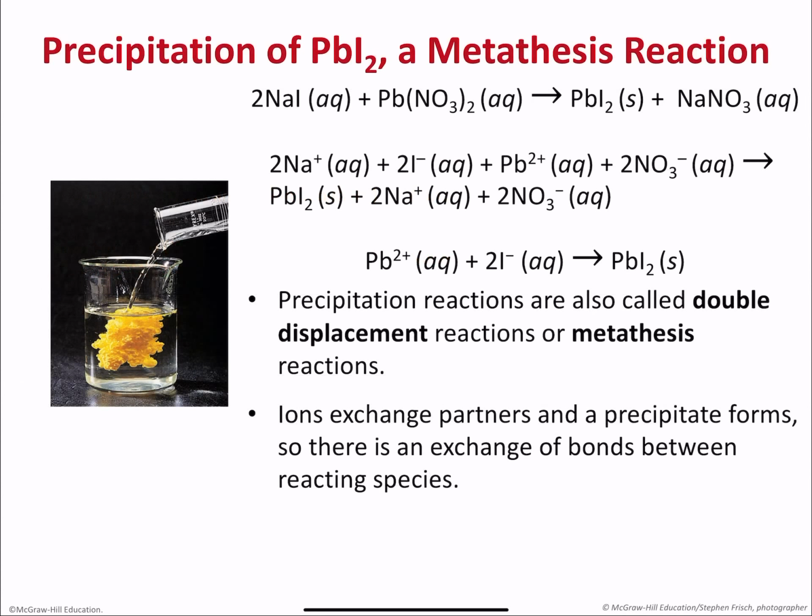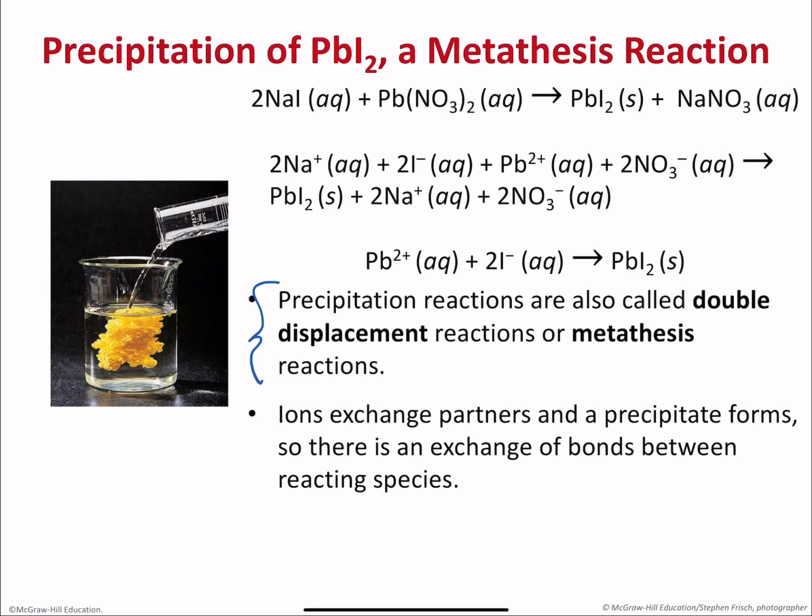Anyhow, more information about that reaction. So it says here the precipitation of lead 2 iodide, we call this a metathesis reaction. And it says right here that precipitation reactions, sometimes we call them double displacement reactions. Some textbooks call them double replacement reactions, and sometimes we call them metathesis reactions. So you should be aware of what a metathesis reaction, precipitation reaction, and a double displacement reaction is. And luckily, they're all the same thing.